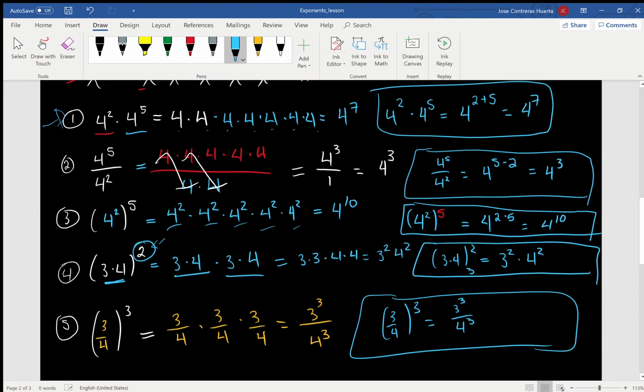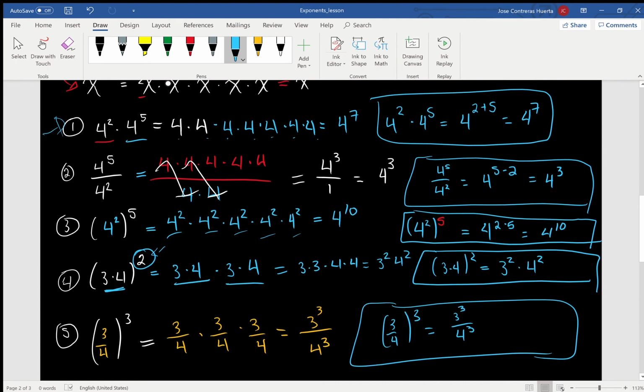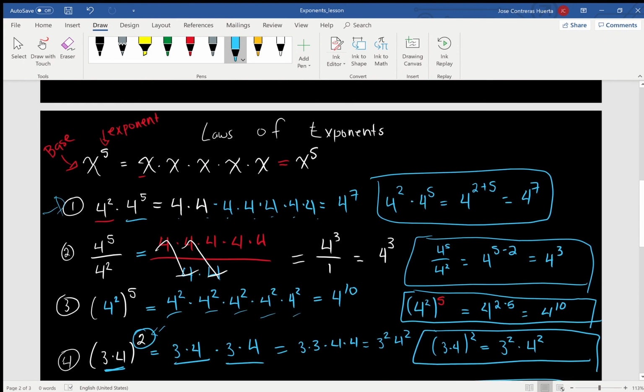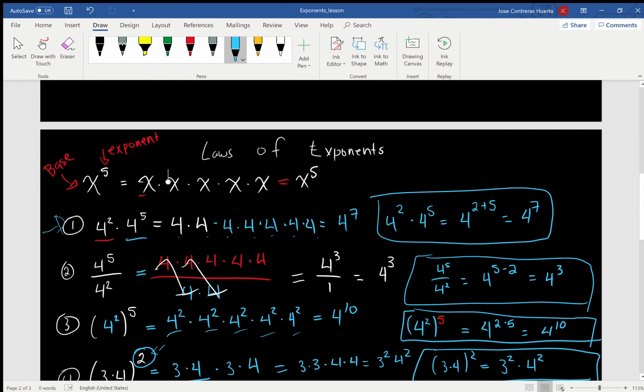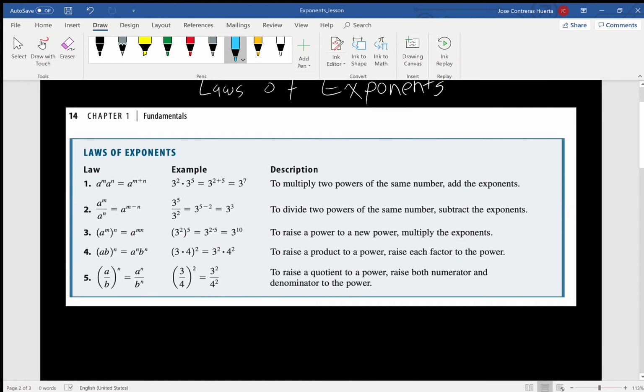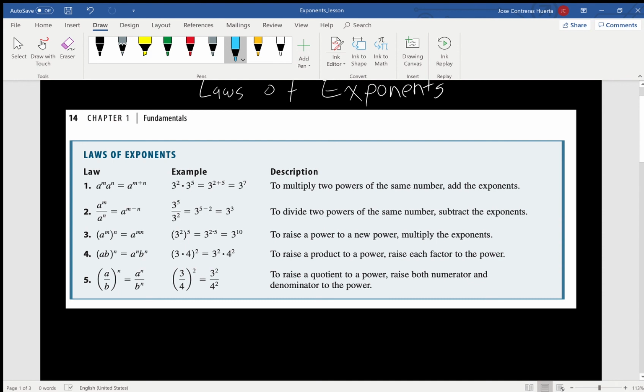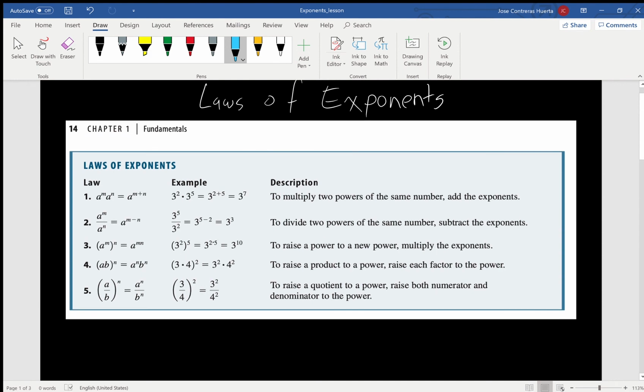Now, the reason why I went over this is because this is actually one of your first topics that we're going to be covering from your calculus book. If you go to page 14 on your calculus book, which is linked on your Google Classroom, you will notice that you will find this table. Now the table goes ahead and summarizes what we just went over.